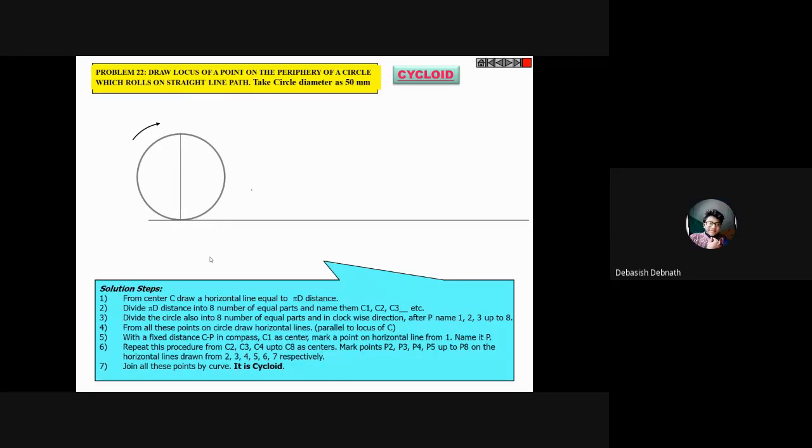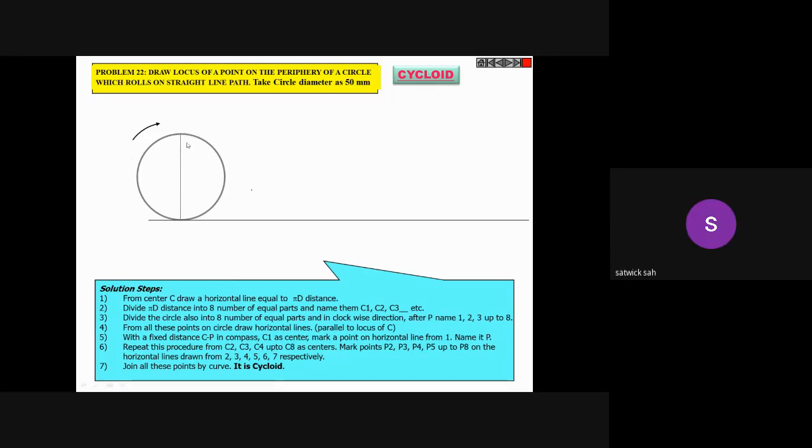Set square method? A circle is a curved geometry, not a straight line. If the circle was a straight line, then you might have used the set square method. For the set square method, a straight line is a must. Tell me how you will divide a circle into 8 equal parts.